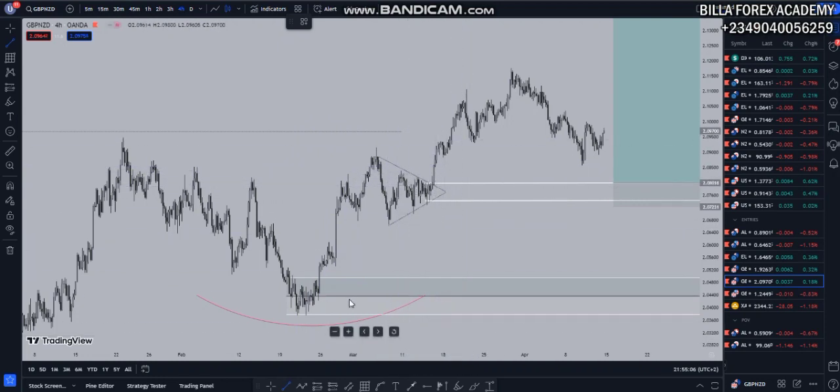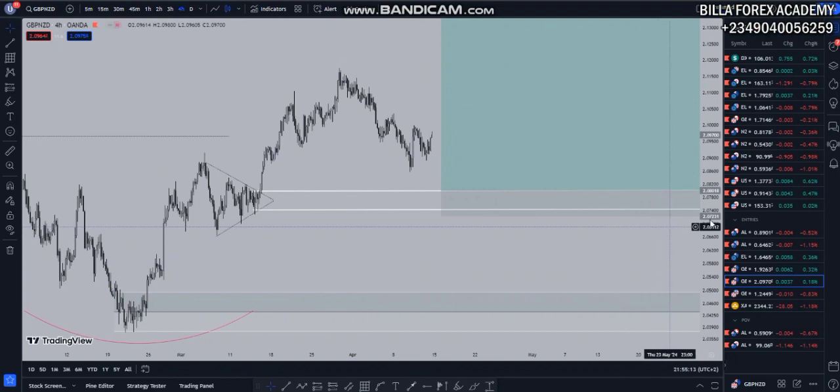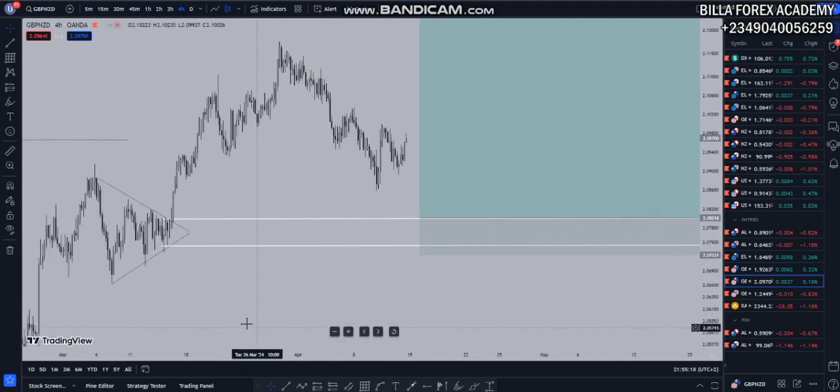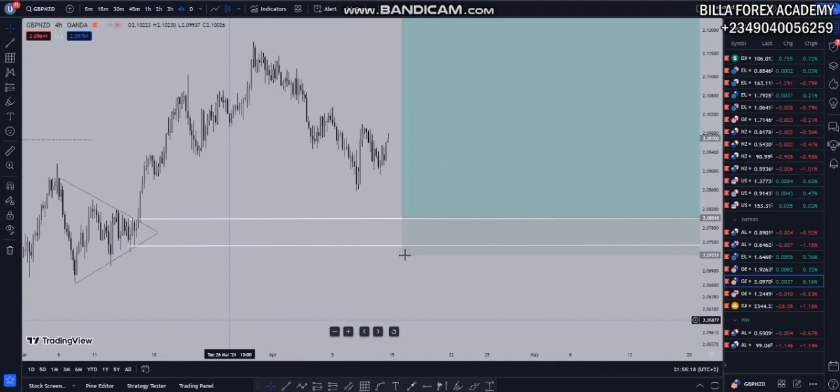Now this is our range over here. We're expecting price to pull back to it. So we can do something like this. Expecting price not to come below this low, that's this low over here. We don't expect price to go below that low. So our zone is over here like that.